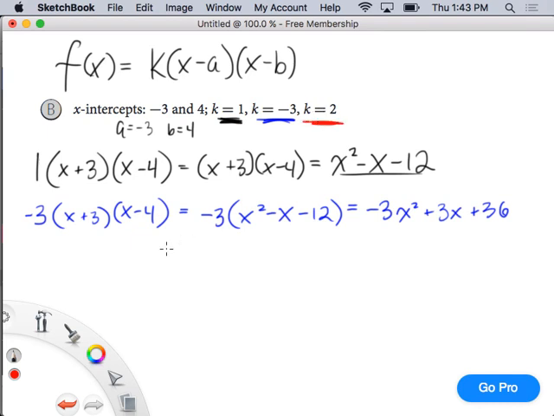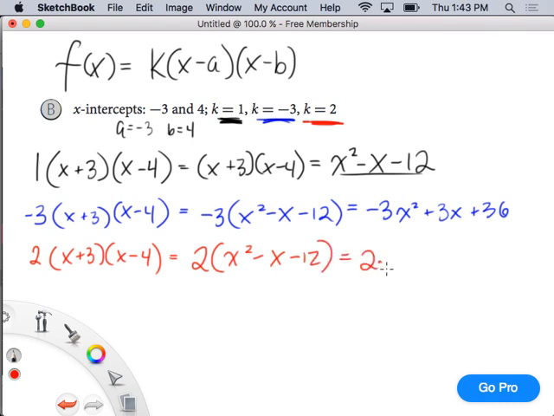Okay, so like I said, once you kind of get what you're doing here, it's actually pretty simple. K is 2, just 2 times the same thing, x plus 3 times x minus 4. And remember, we got this because it's x minus a times x minus b. A is negative 3, so x minus negative 3 is x plus 3. And b is 4, so x minus b is x minus 4. And it's the same thing once we FOIL it, so it's x squared minus x minus 12. And then distribute that 2, and it's 2x squared minus 2x minus 24. Okay, and that's it. Does that make sense to you guys?